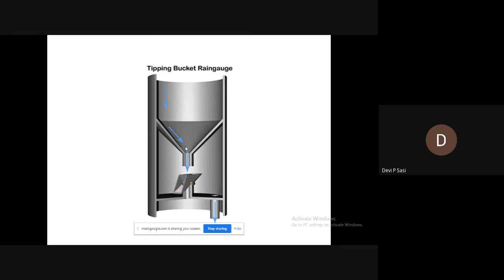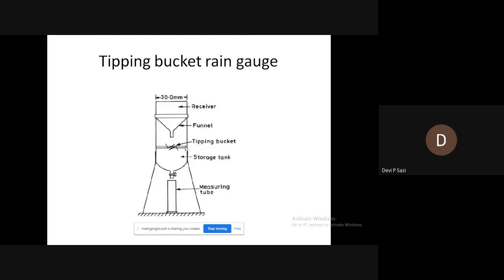First one is tipping bucket rain gauge. So we can come to this figure. The tipping bucket rain gauge consists of a receiver, funnel, a tipping bucket and a storage tank. The main segments are receiver, funnel, tipping bucket and a storage tank. So you can see that the receiver is having a dimension of 300 mm. So it is 300 mm, okay. It is given in the course materials. So it is having a dimension of 300 mm and a funnel is provided.